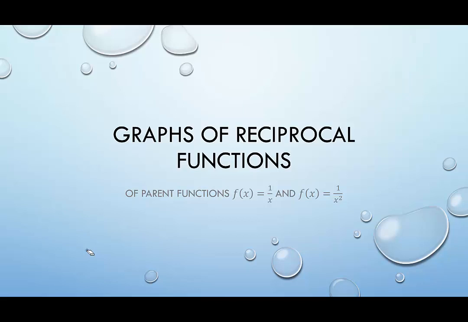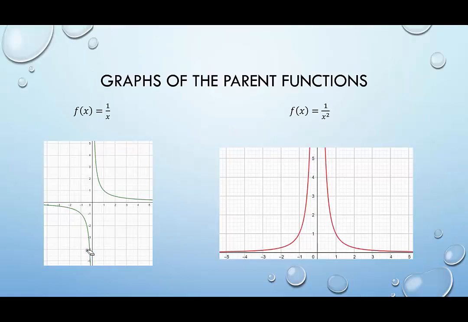In this video, we're going to look at even more examples of graphing reciprocal functions for the parent functions f of x equals 1 over x and f of x equals 1 over x squared. Here's a review of what those two parent functions look like. We want to keep in mind that these are a little bit different than other parent functions we've seen.